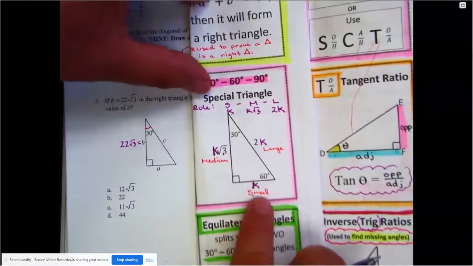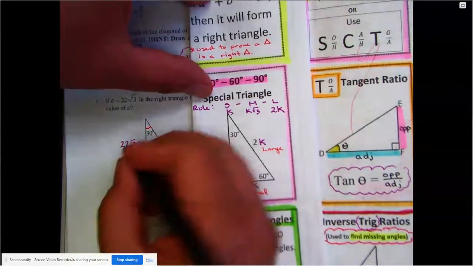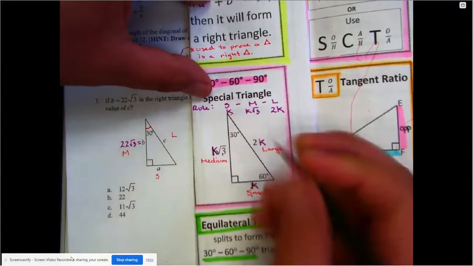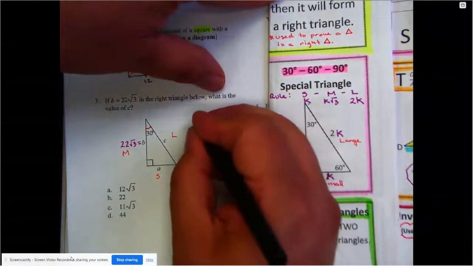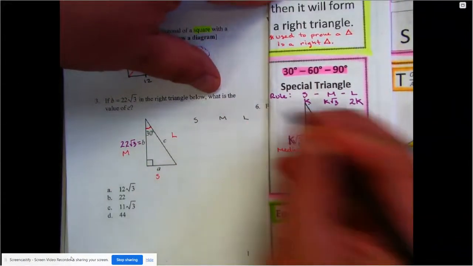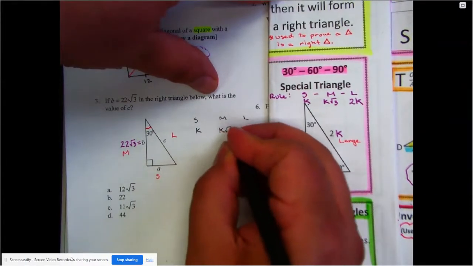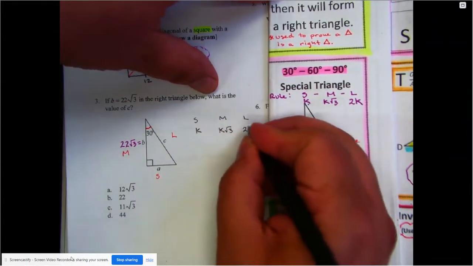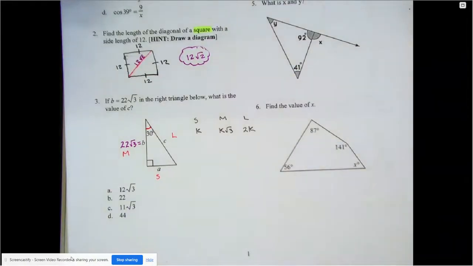I should be labeling my small, medium, and large. It's even in the same order as it is here. Small, medium, large. And now I'm going to bring in my formula. So according to this, my formula for small, medium, large is K, K radical 3, and 2K. Now, the reason we bring this formula in, and again, we'll look at what they want shortly. There, my formula is ready.